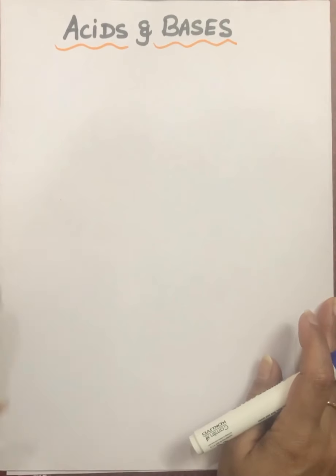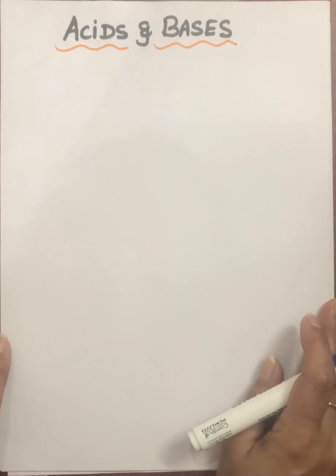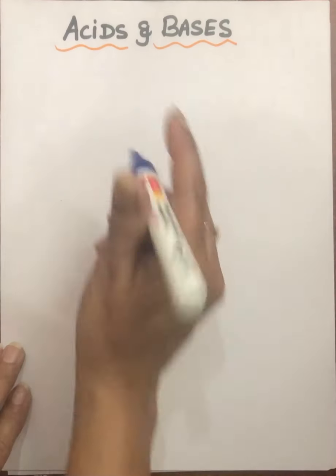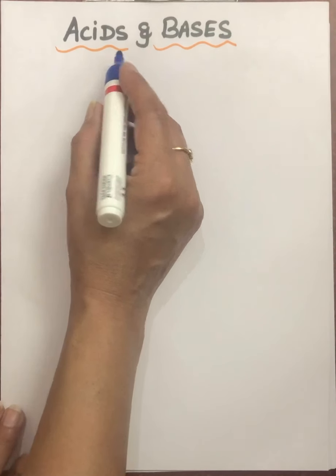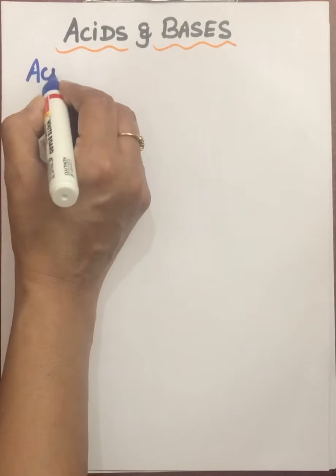Class 10th, we are starting with our next topic from the chapter acids, bases and salts. We are doing acids and bases today. We have covered the indicators topic before this. So first I'm taking acids.